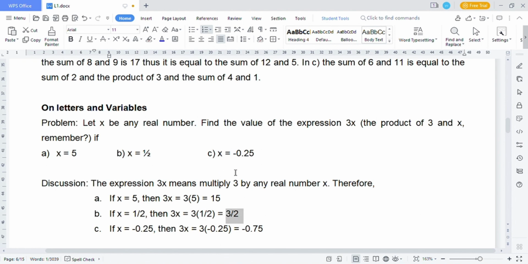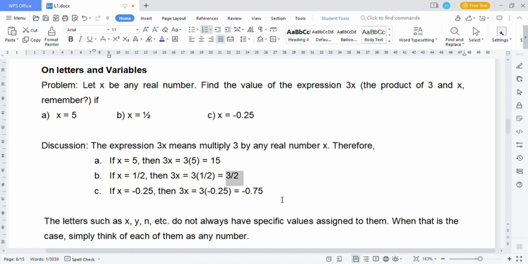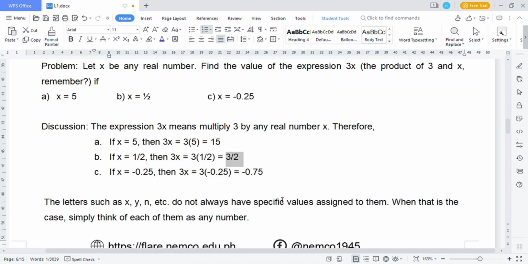For letter C, we have x is equal to negative 0.25. So if x is equal to negative 0.25, then 3x is equal to 3 times negative 0.25, and that is equal to negative 0.75.